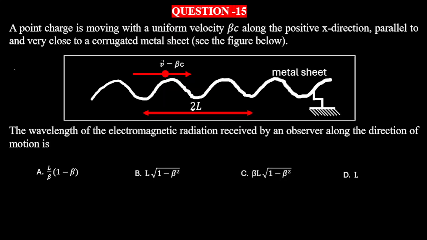So this is a very conceptual question, and in a single question we are actually going to use three different concepts. These three concepts that are going to be deployed here are: first, we'll use the concept of the image method. Second, we'll use the concept of dipole radiation, and third, we'll use the relativistic Doppler effect. So it's a 3-in-1 kind of situation. So let's see how to solve this problem.